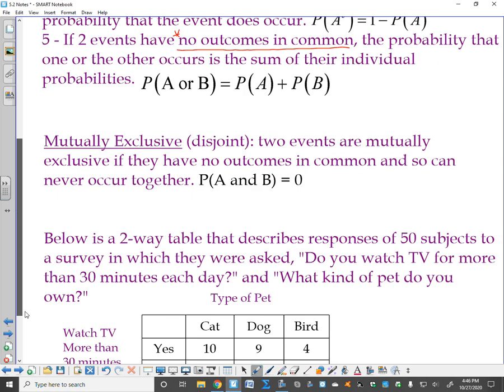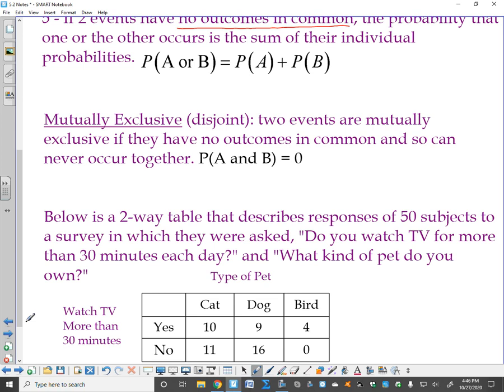Now there's a word for that. It's called mutually exclusive, and I have also seen it referred to as disjoint. Mutually exclusive: two events are mutually exclusive if they have no outcomes in common, and so they can never happen together. Okay, now look at this. I want you to focus on the words here. Here's an or and here's an and. They mean two crazy different things in probability. This is event A or B. This is event A and B.